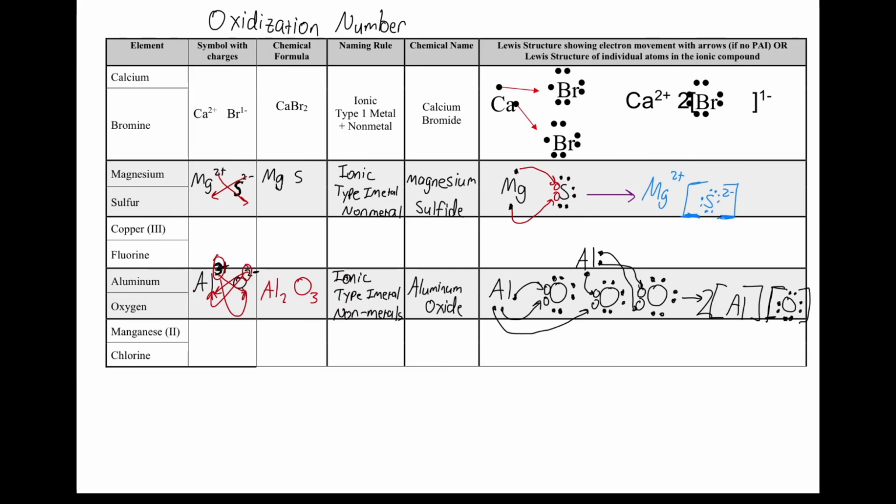So copper here, you might notice in parentheses, it has a Roman numeral 3. Copper, when it has those Roman numerals, that means that metal is a plus whatever that number is, charge. So if I have 3 as my Roman numeral, it means my copper, Cu, is going to be a 3 plus copper. Fluorine, we already know the charge on that.